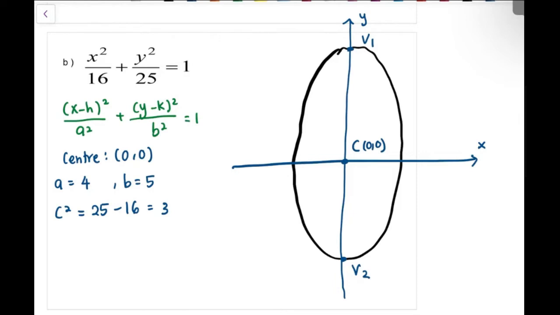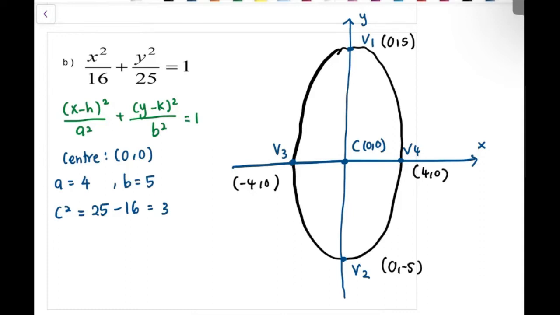Okay, remember x coordinate would be fixed, y coordinate would change. So here V1 would be 0, 5. And V2 will be 0, negative 5. Okay, next one on minor axis. Paksi minor, kita ada V3 and V4. Distance is still A. A just now is 4. Okay, so for V3, we would have negative 4, 0. And for V4, we would have 4, 0.